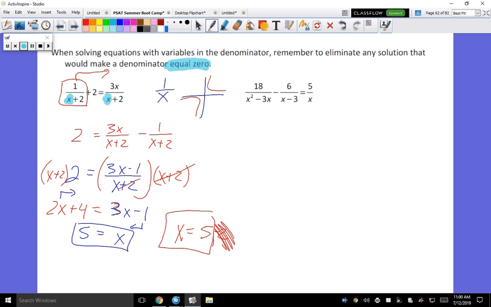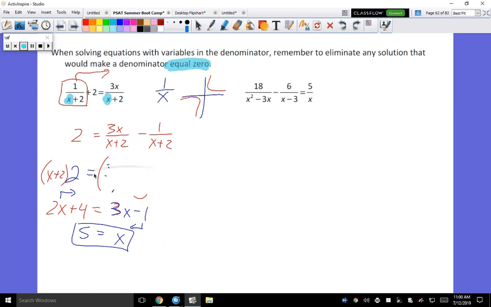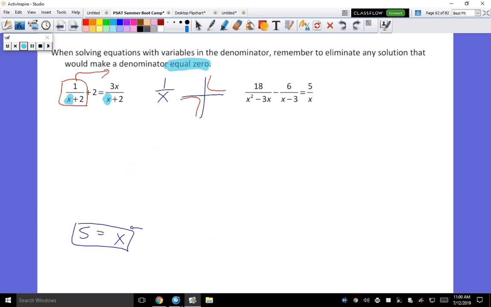Now, we got to the answer of x is equal to 5. But I want to make you faster and I want to make you better. What could we have multiplied my original problem by on both sides? Basically, everything could have been multiplied by something to make this problem a lot easier immediately. X plus 2. It's called the least common denominator. We talked about this, I think, yesterday.